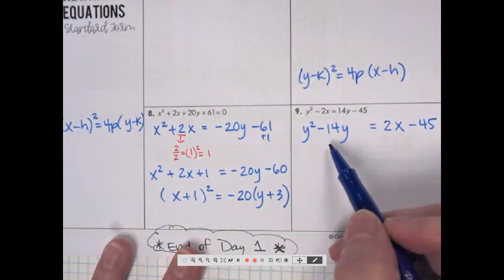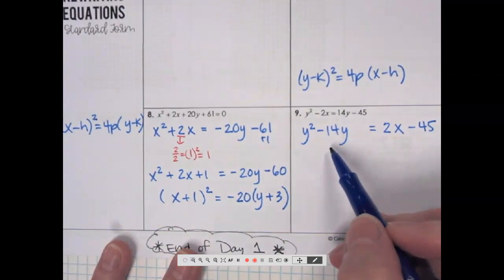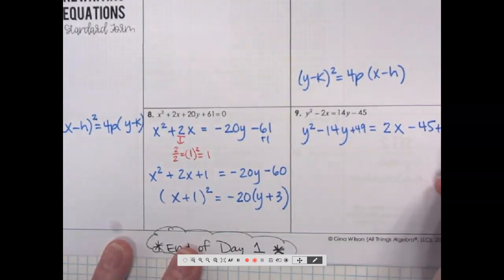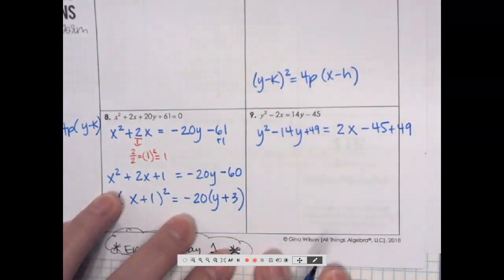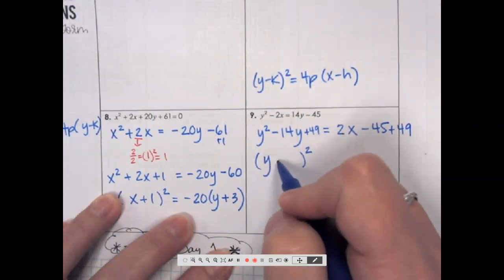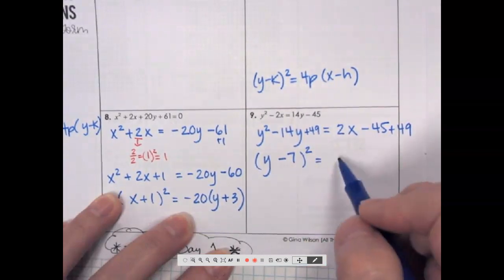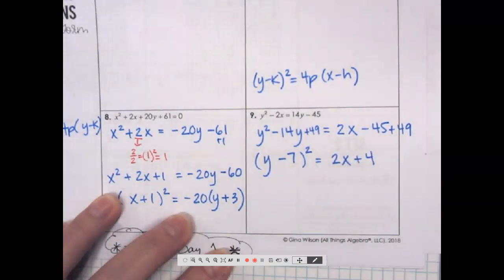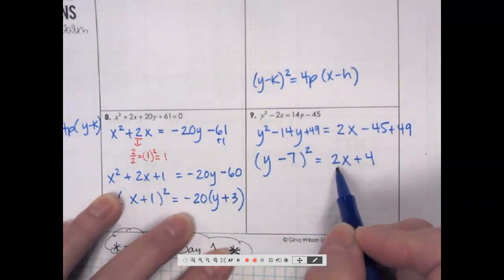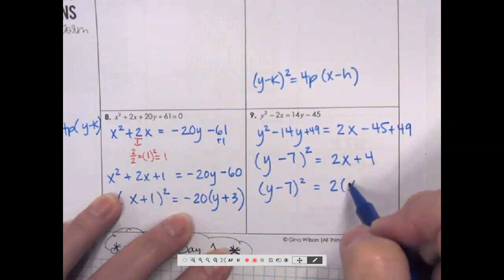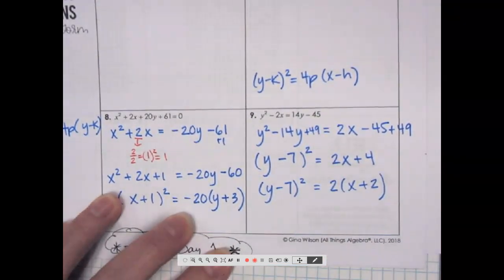What's half of negative 14? What's negative 7 squared? 49 added to both sides. Factor the left. Y minus 7. Okay, let's simplify the right. I have a negative 45 plus 49 becomes plus 4. And then my final step is to just factor out the 2 on the right-hand side. And that's it.